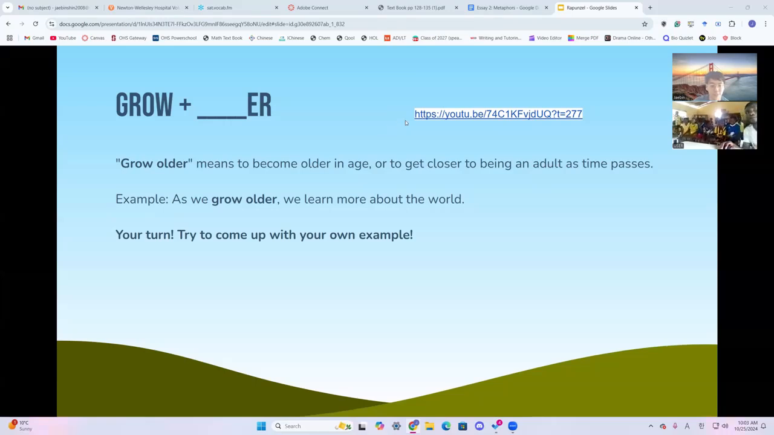For this one, can anyone create an example of the phrase grow older or grow longer or any grow plus an ER ending? Can anyone make an example sentence of this? You had a question. You heard what he said. He said, can anyone use this phrase, grow older, to form a sentence? Any of you?